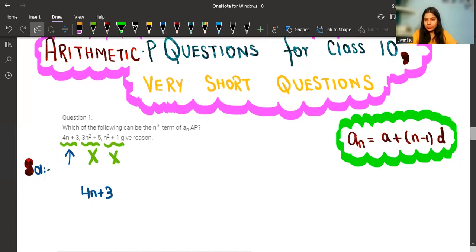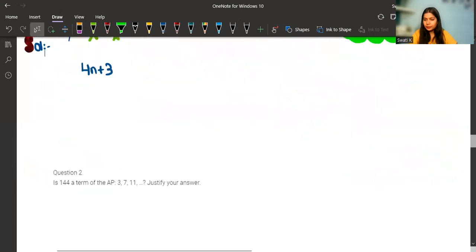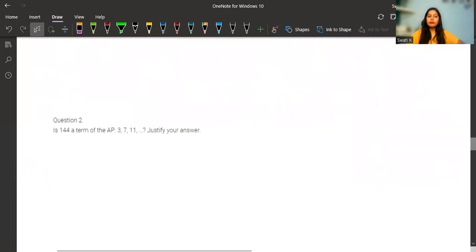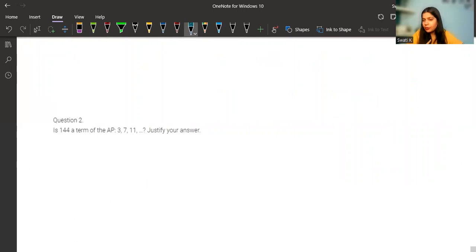So the next question is: is 144 a term of the AP? Justify your answer. The very first thing we are going to do is just write down all the given information. That is what you should always do in your exams. Always write down, in maths, all the given information from the questions. So let's start the solution.